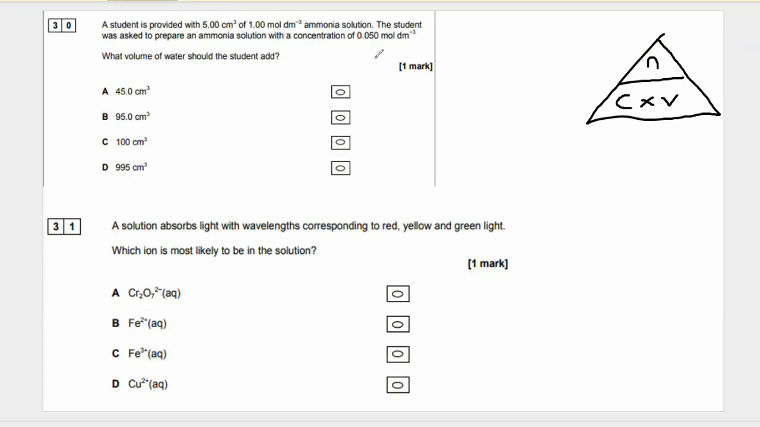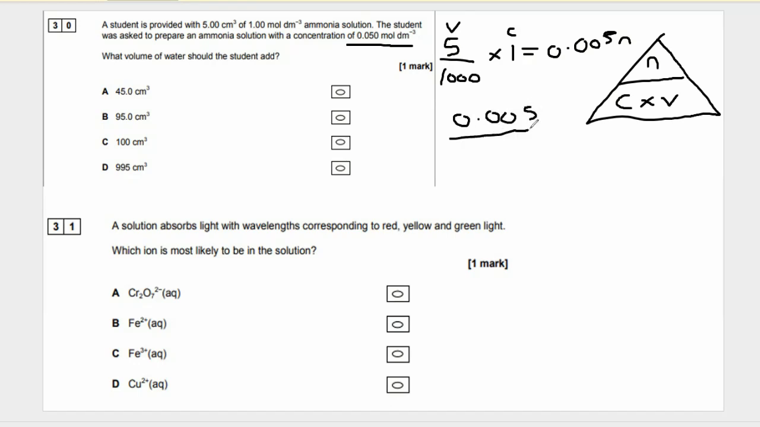And then we want to alter that solution to make a concentration of 0.05. So how much water should we add? First of all, let's work out the moles of ammonia. 5 over 1,000 times 1 equals 0.005, and that is the moles of ammonia. Now we're told we need a concentration of 0.05 moles per dm³, so what would be the volume? We've already got the moles, 0.005, and we're going to divide that by the concentration we're trying to get to, 0.05. That will give us the volume required, and that equals 0.1.